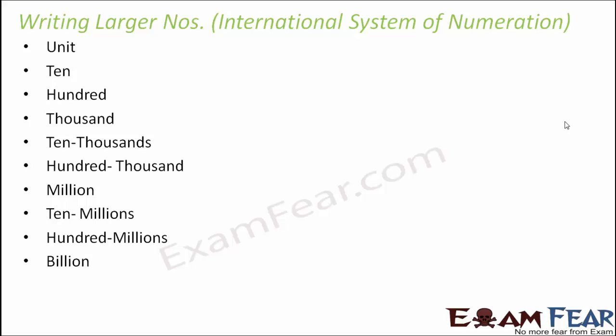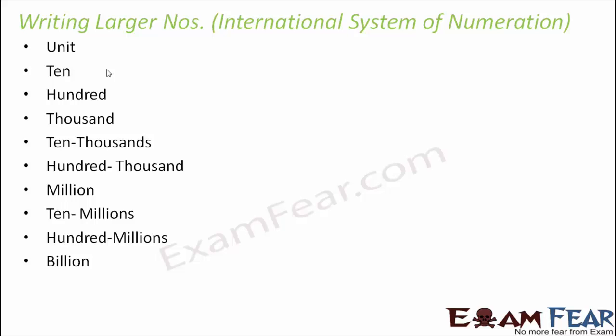Now, when we have something like the Indian system of numeration, then there also has to be something like the international system of numeration, which is accepted globally, which can be understood by people throughout the world. Now, how is it different from the Indian system of numeration? So let's have a quick look.